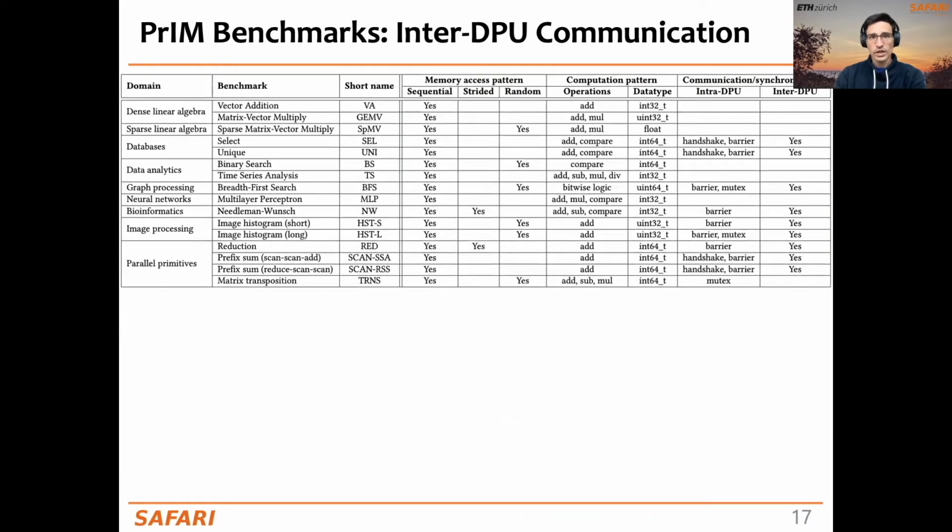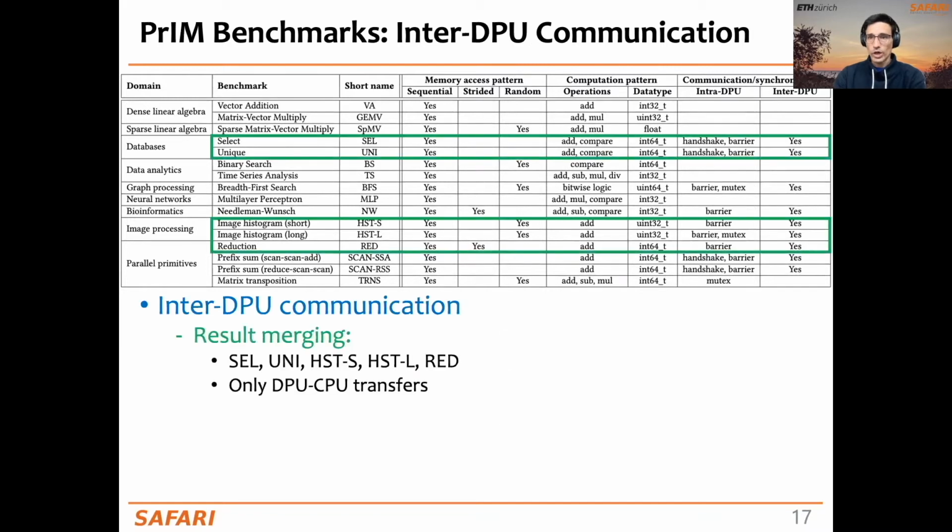Regarding the inter-DPU communication, we find some PrIM benchmarks that use inter-DPU communication for result merging. In this case, remember that we only need to use DPU to CPU transfers. A good example of this is histogram generation, where we obtain partial histograms in each of the DPUs, and at the end of the execution, after the kernel terminates, we have to move the partial histograms to the host processor for the host processor to perform the final merging of these sub-histograms.